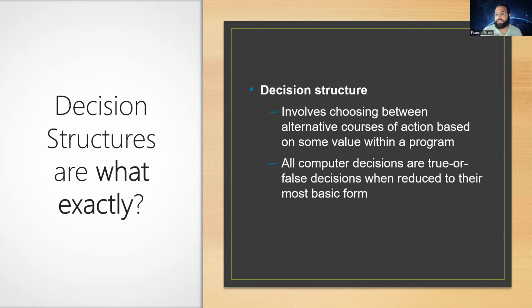So a decision structure involves choosing between alternative courses of action, like we just annotated. All computer decisions are true or false. Now, what's interesting about that is even at the processor level, that's also true or false. No matter what you do, it's always going to be a true or a false statement, right? And that might sound very binary. And the reason why is because it is. We want to know if it's a 0 or a 1. We want to know if it's on or off.